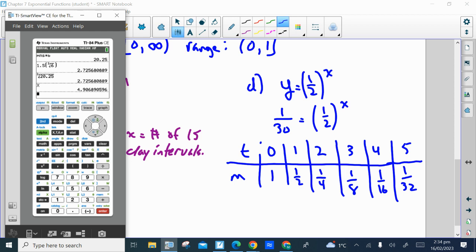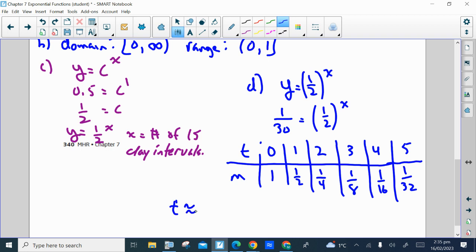4.906, 15-day intervals. So using the graphing calculator, we can get an answer, but it's going to have to be an estimate because this is an irrational number that needs to be rounded. In chapter 8, we'll learn how we can use logarithms to actually find it as an exact value. But for now, we're using the graphing calculator, and t is approximately 4.907. And that's the number of 15-day intervals.